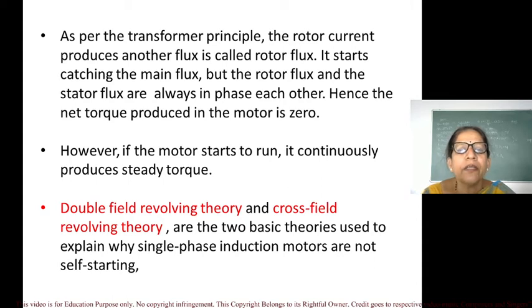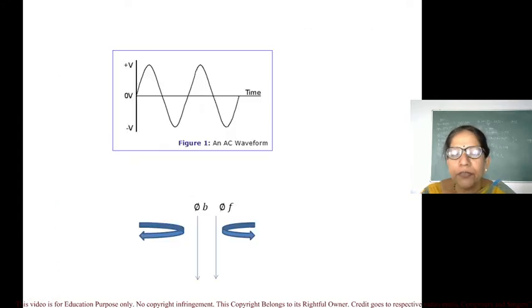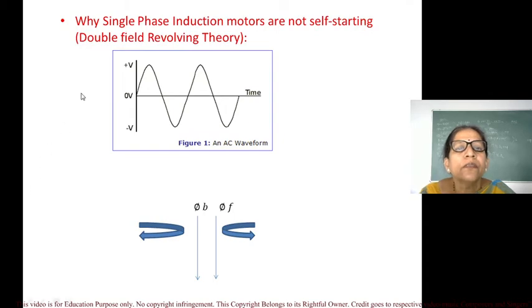This behavior of the motor is explained by two different theories: one is the double field revolving theory and the other is the cross field revolving theory. These are the two basic theories used to explain why single phase induction motors are not self-starting. So we will discuss these theories. We will consider here why single phase induction motors are not self-starting, and for that we will be considering the double field revolving theory.